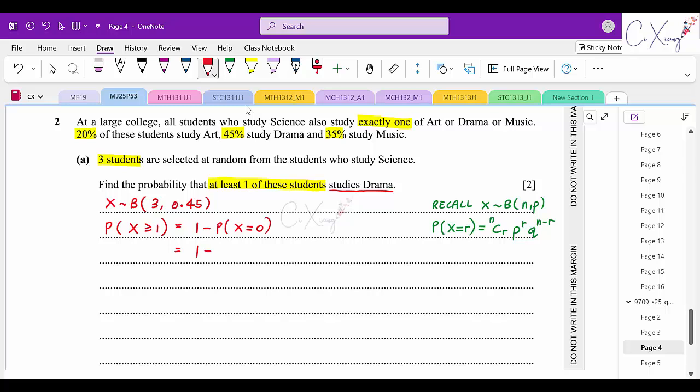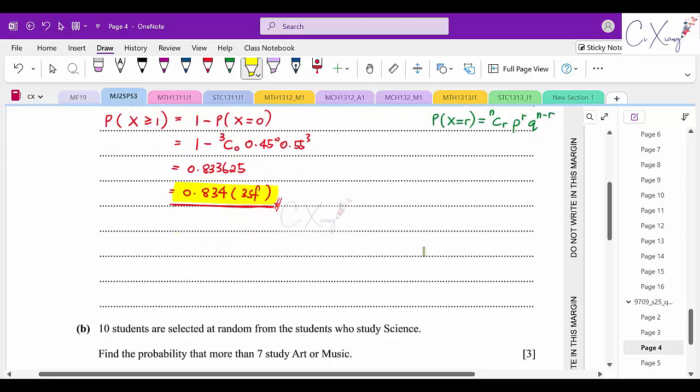Alright, so how to get the value for X equals 0? Your n is 3, so 3C0, p is 0.45, power 0, 0.55 power 3. Then try to get the answer. Again, you should be getting a longer answer here. Then, of course, you have to round it to 3 significant figures, where the answer should be 0.834. Okay, so this is part A. Then let's continue to part B.